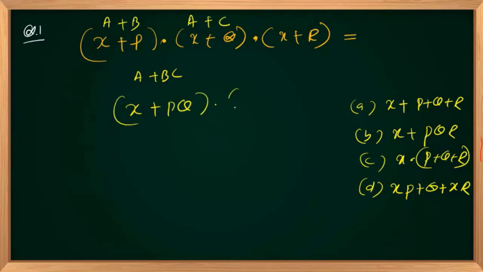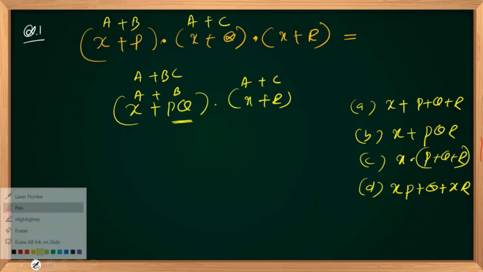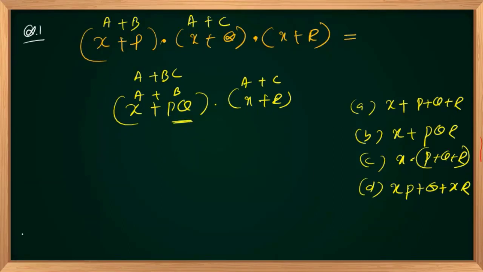Again, dot with x + r. This is also of the form (A + B)·(A + C). B is my pq, so that simplifies into A + BC. A is x, x + BC, B is q, p·q is p. C is r. So A + B·C, C is r. So x + pqr.